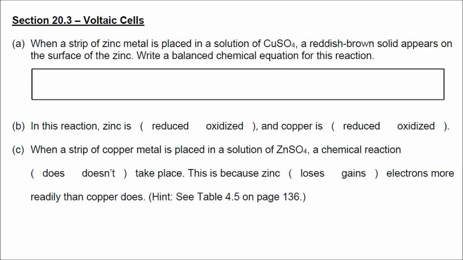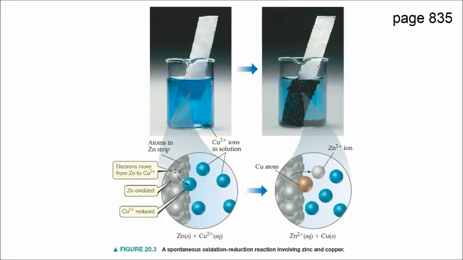All right, moving on to section 20.3. So we're done with oxidation, reduction, and redox reactions. 20.3 is about voltaic cells or galvanic cells. All right, so we're talking about zinc added to copper sulfate. On page 835, you can see a strip of zinc is placed in a solution that contains copper 2+ ions, and over time, there's this reddish-brown buildup of sludge on the surface of the zinc. That's copper metal that's being produced.